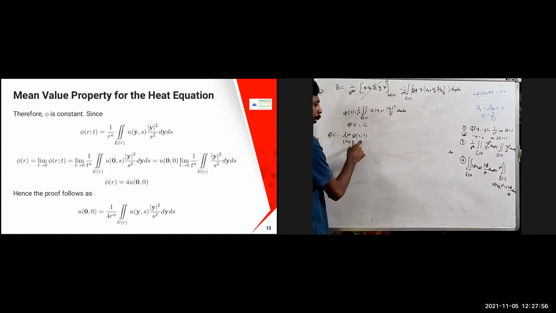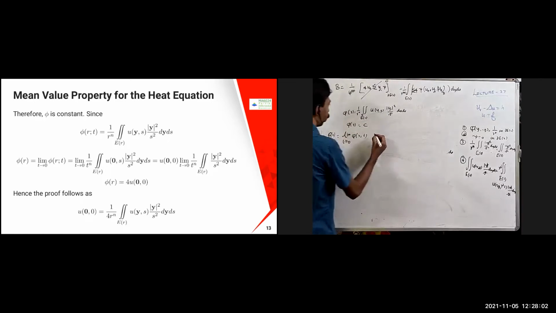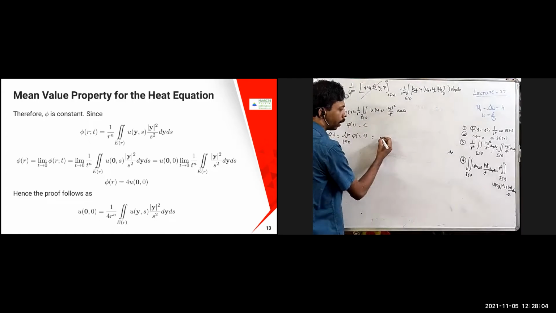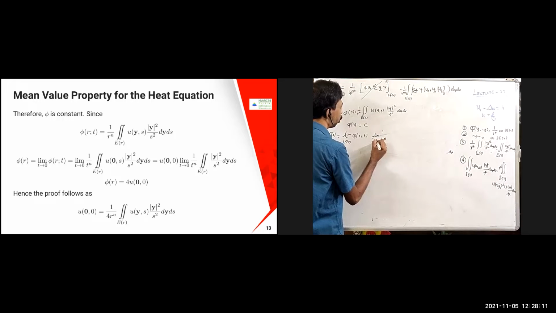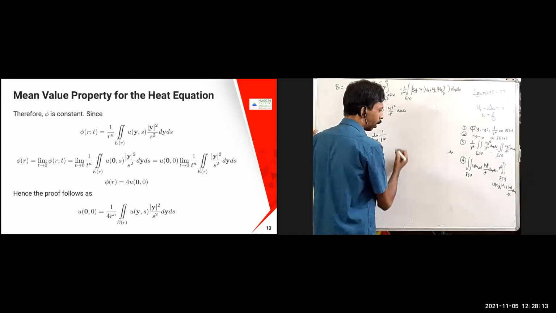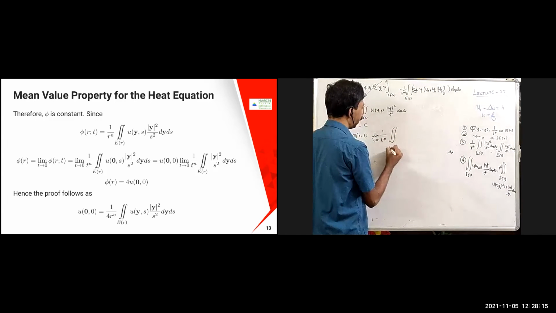So if I allow t tends to 0, whatever the answer is going to come here, the same thing is going to come for the pi of r also, because it is a constant. Constant means everywhere it is going to be constant. Okay? So therefore, this one I can write as, this is pi of r comma t. I can write it as integral over 1 by t power n, limit t tends to 0, pi of integral e of r.